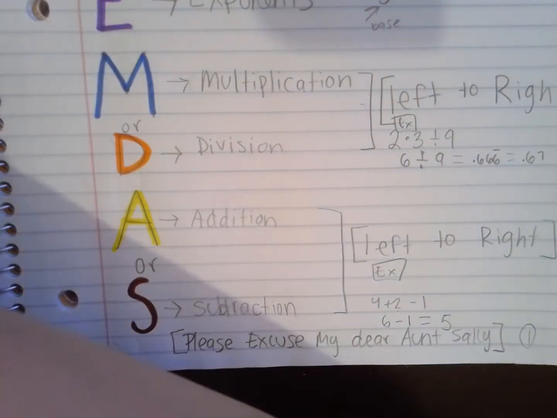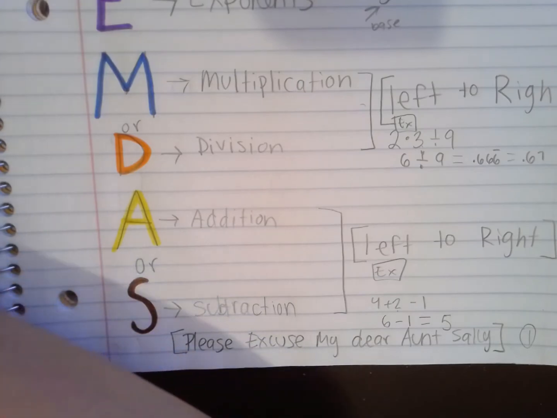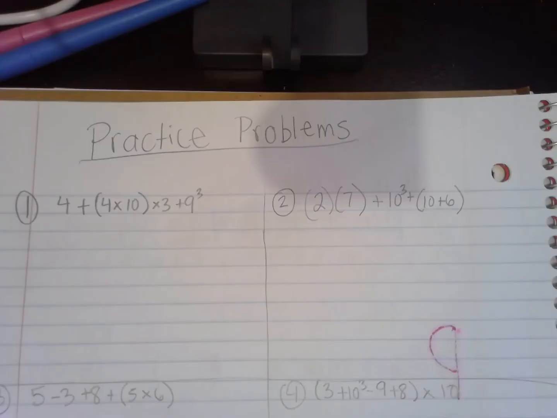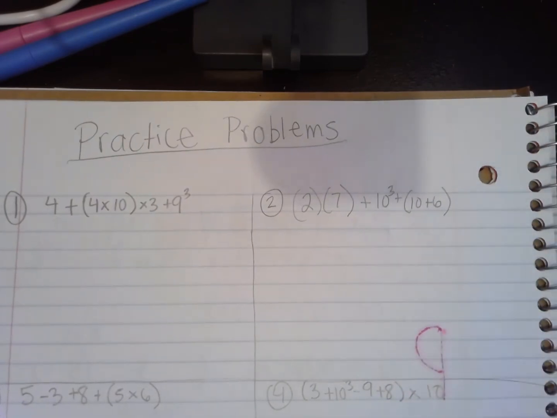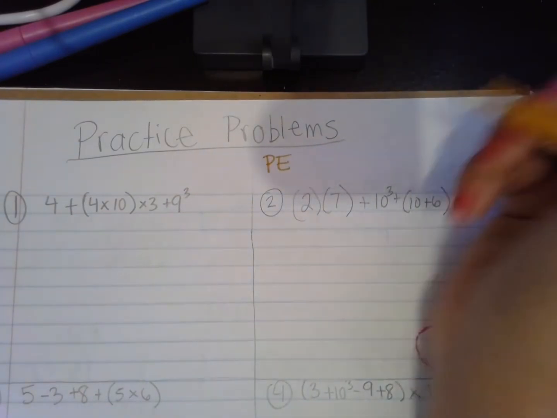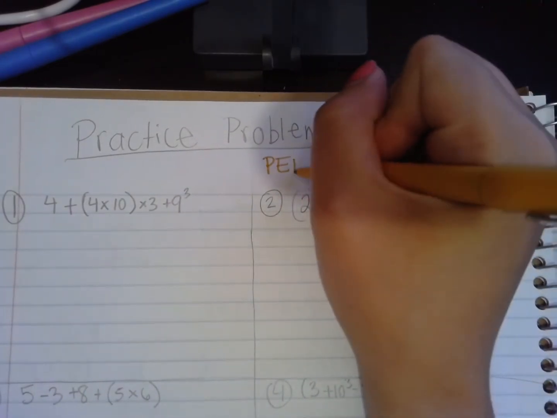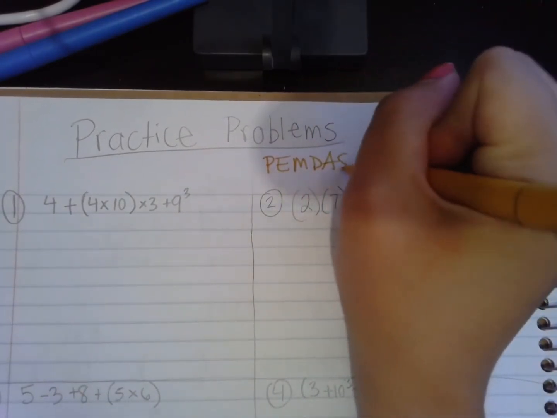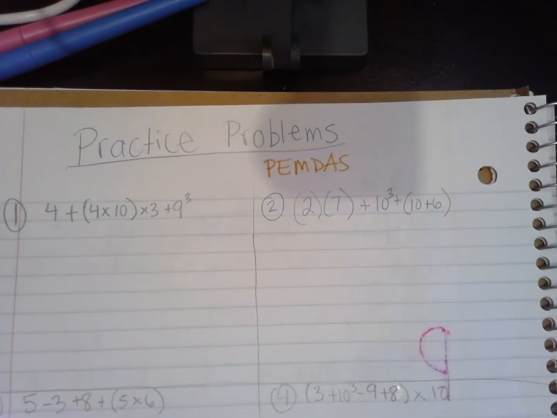Okay? So what we're going to do next is we're going to do a couple of practice problems. Before we actually do the practice problems, I want you guys to get in the habit of writing down your abbreviation for order of operations. Please excuse my dear Aunt Sally. There you go. So we're going to use that abbreviation.